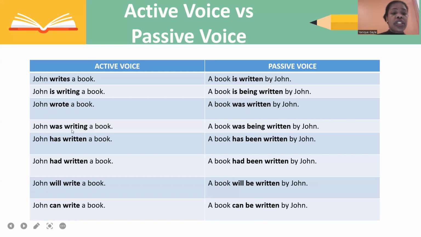The past continuous. John was writing a book. A book was, so we take the same past tense of the verb to be, but to indicate that it is progressive, it's continuous, we still have to include the being and then the verb in the past participle, which is written. A book was being written by John. I hope this list or this chart helps you to change from active to the passive voice.